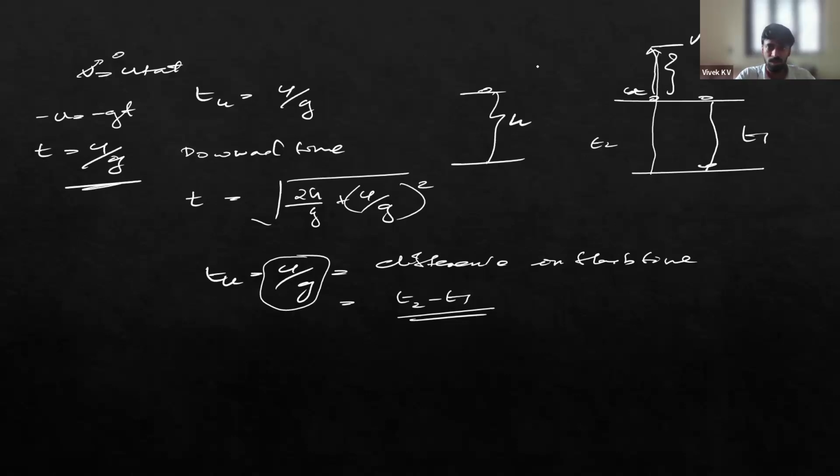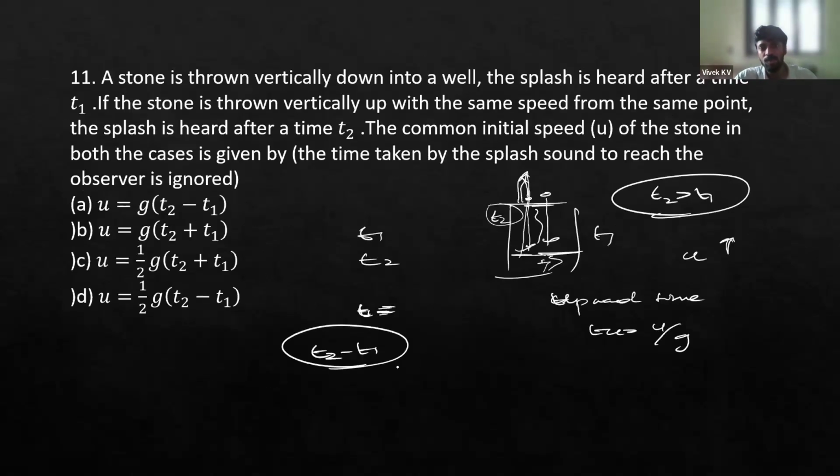So this u by g, the extra upward time, is the difference in the splash time, which is t2 minus t1. From this, we will be calculating the initial upward velocity, which is equal to g into t2 minus t1. Okay, so this is a basic concept of sound and equations of motion. What we have to focus on in the question is that one is being thrown upward. So how much time the body will travel in the upward direction is the extra time.